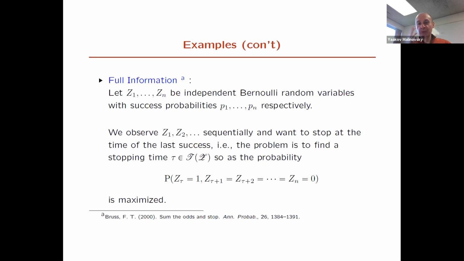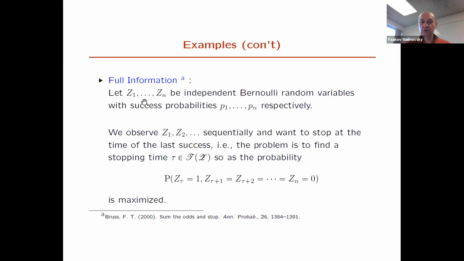Now, our next problem is a full information problem. Until now, everything was presented in terms of information based on relative ranks. Now, the full information problem is the following. I decided to present a problem published in the Annals of Probability by Bruce, whose paper is called Sum the Odds and Stop. The problem can be presented in this way.